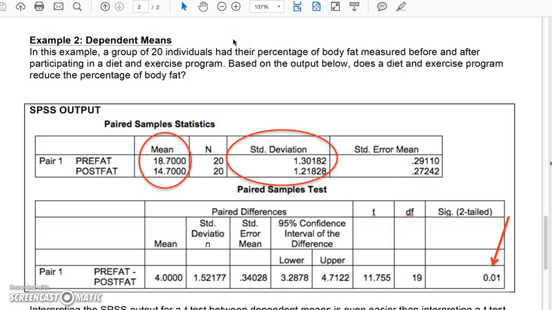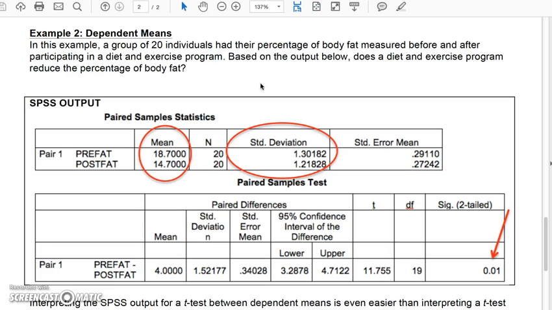This video will go over example 2 of the week 4 t-tests for difference in means SPSS interpretation exercise. This example walks you through how to interpret a paired samples, dependent means t-test.